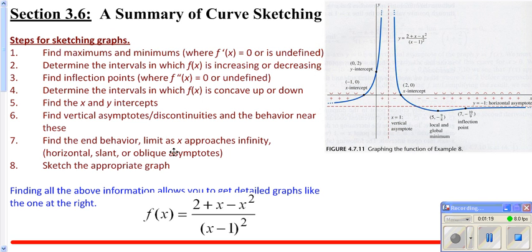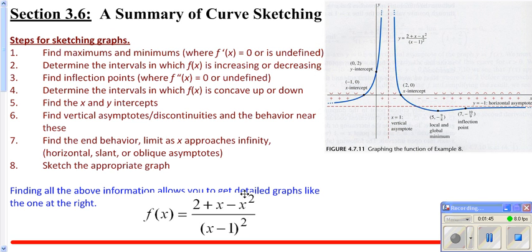You then want to look at your end behavior. That's your limit as x approaches infinity or negative infinity. Is it leveling out at a particular height, a particular number? If so, then it has a horizontal asymptote. Is it leveling out as you approach a diagonal line? Then it's a slant asymptote. Or is it approaching a curve as you go far off to the right and to the left? Then it's an oblique asymptote.